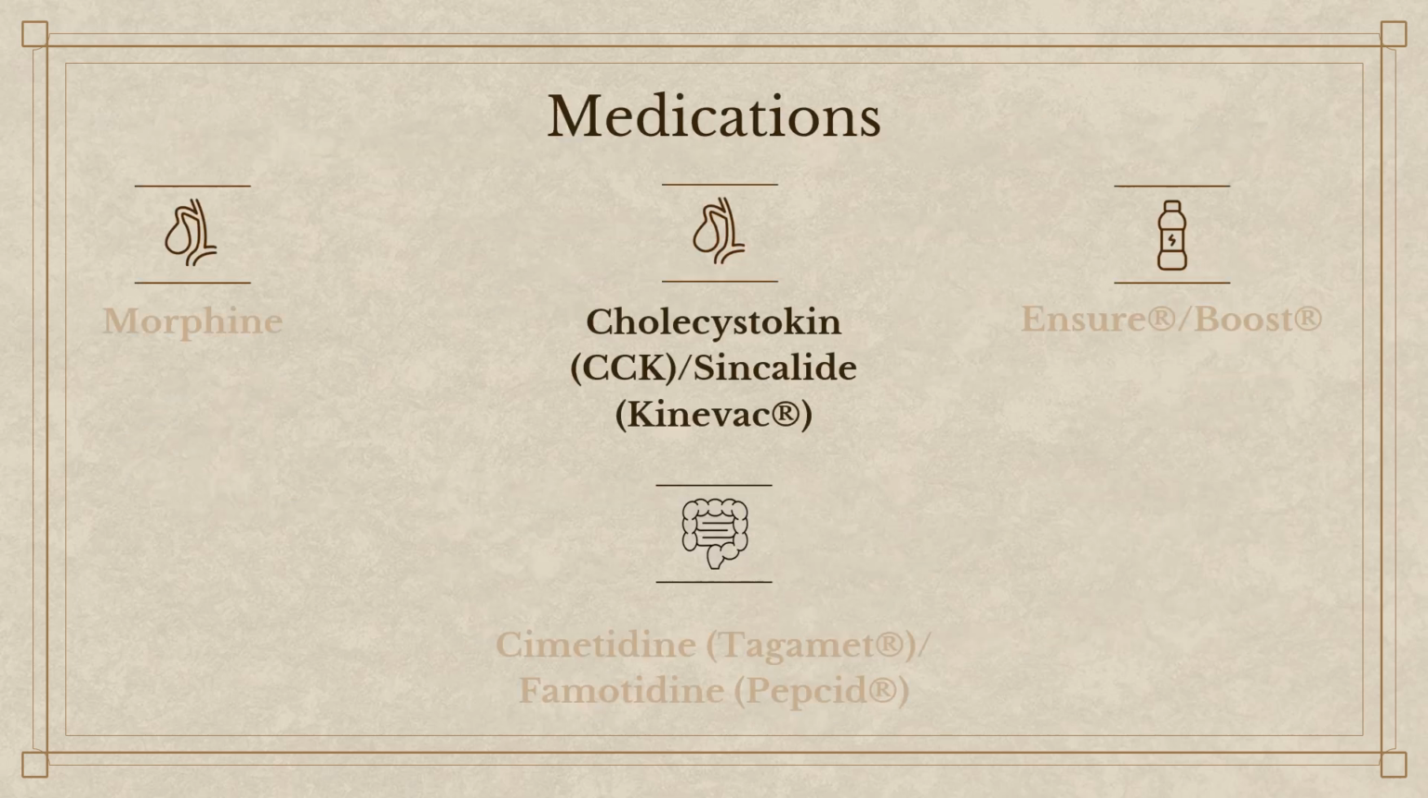The second hepatobiliary medication is cholecystokinin. But before I get too far into discussing this medication, I want to make sure you understand a few definitions. Cholecystokinin, or CCK, is a naturally occurring hormone in the body that stimulates gallbladder contraction and pancreatic enzyme secretion. Sincalide is a synthetic agent that mimics CCK molecules. It is an analog. Kinevac is the brand name of synthetic sincalide. Got it? I'll try not to use the names interchangeably.